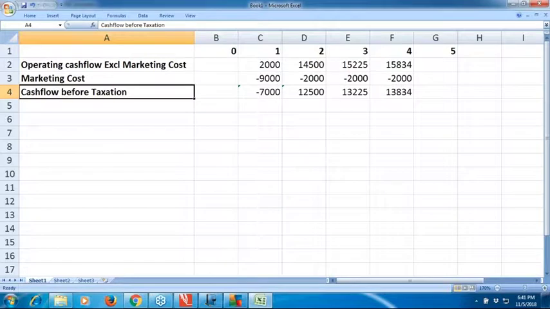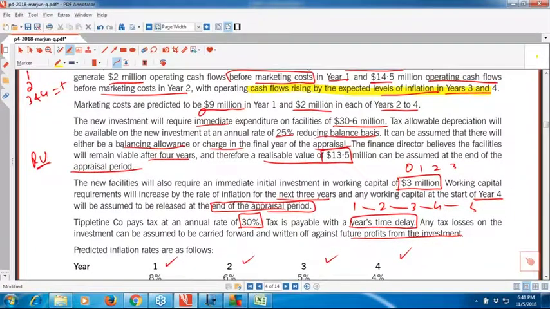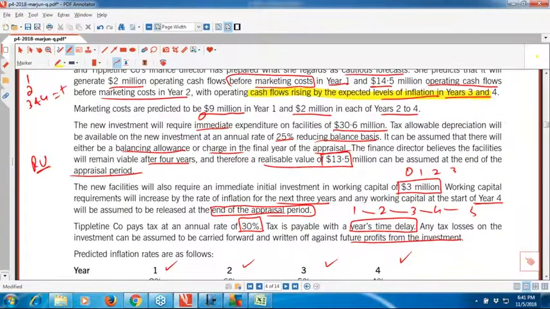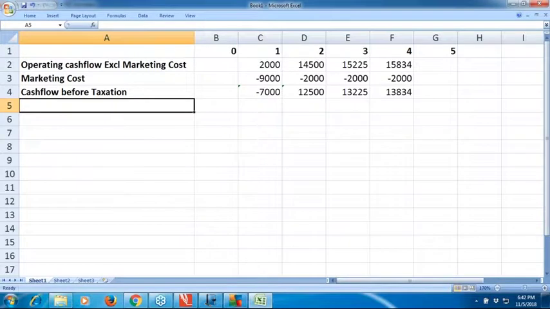The examiner has specifically told us that the tax rate is 30% and tax is payable with a year's delay. He's also told us that any tax losses on the investment can be assumed to be carried forward and written off against future profits from the investment. So in case there is any tax loss, that needs to be carried forward.